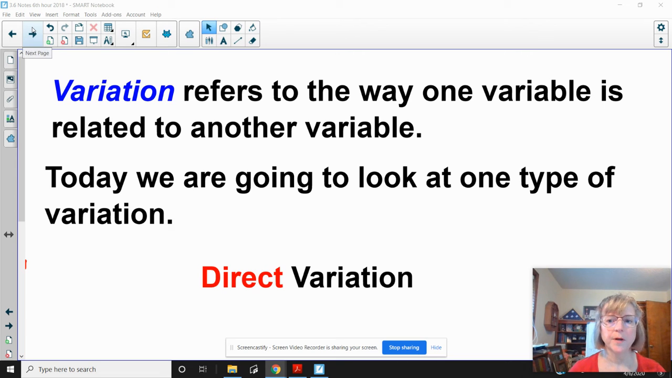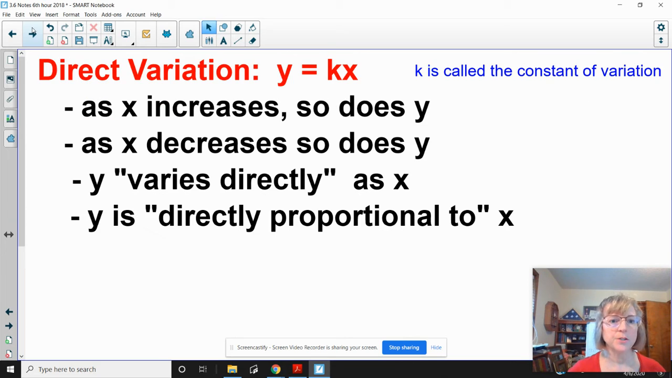Today we're going to talk about variation, and variation refers to the way one variable is related to another variable. We're going to look specifically at direct variation. Direct variation is illustrated by the equation y equals k times x, where x and y are variables and k is the constant of variation.